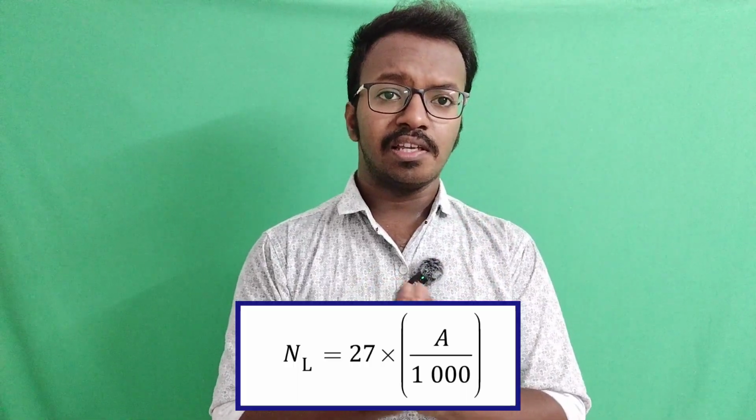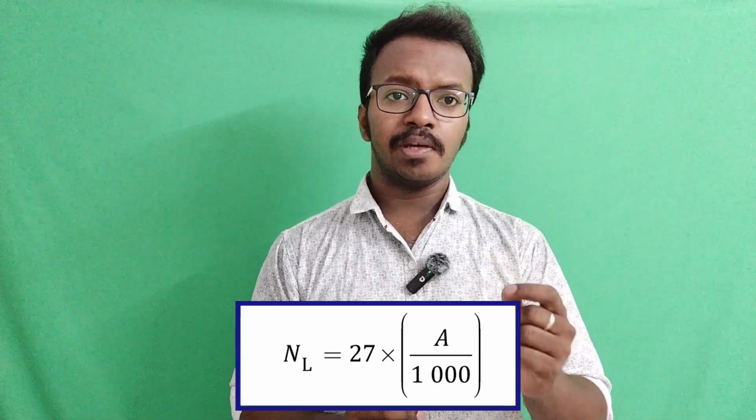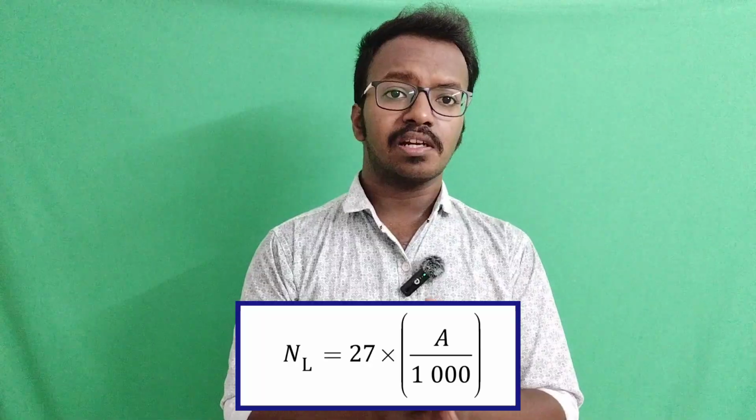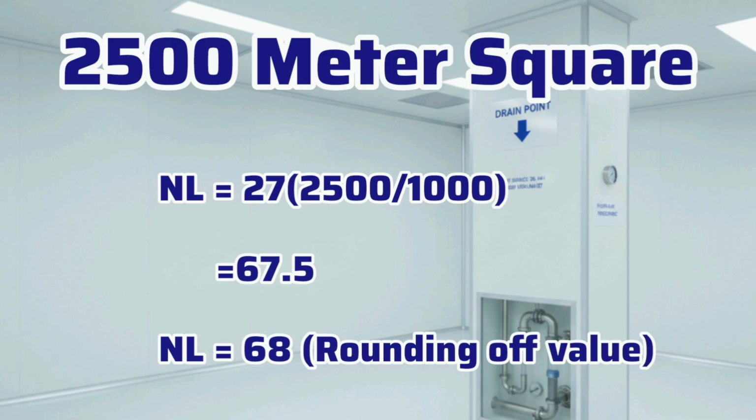In this part, mainly two formulas are used. NL is equal to 27 times A divided by 1000. This formula is used to calculate the number of locations in a clean room. For example, if we have a clean room of 2500 square meters, NL is equal to 27 times 2500 divided by 1000. Finally, we get the value 67, so as a rounded value, 68. So we need to cover a minimum of 68 locations for 2500 square meters for NVPC count.